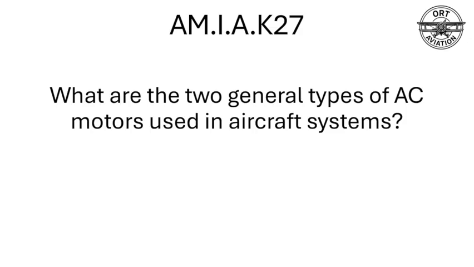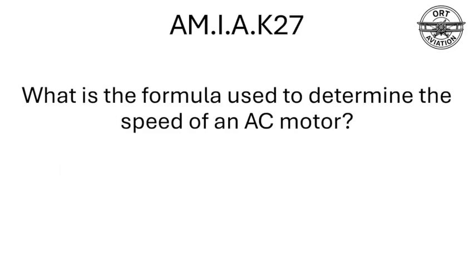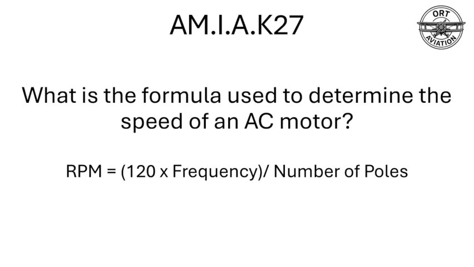What are the two general types of AC motors used in aircraft systems? Induction motors and synchronous motors. What is the formula used to determine the speed of an AC motor? RPM equals 120 times the frequency divided by the number of poles.